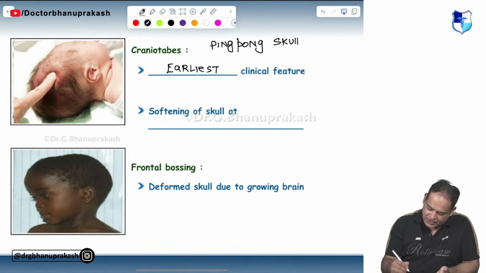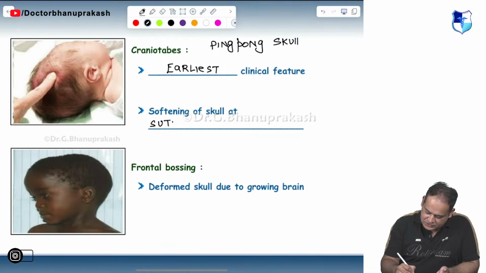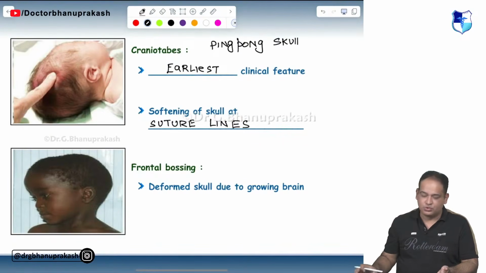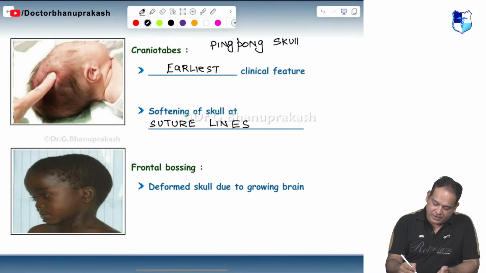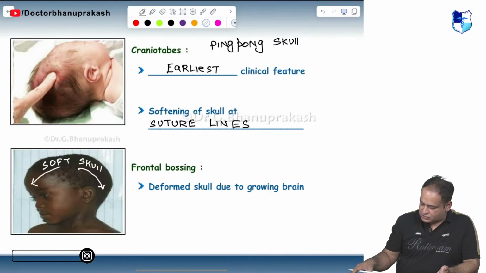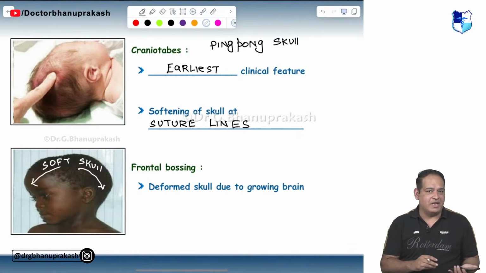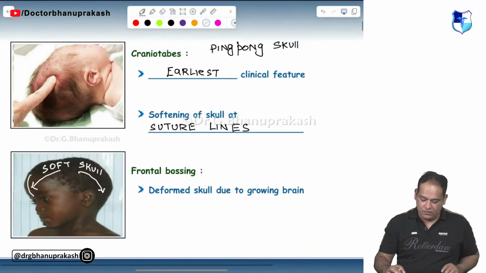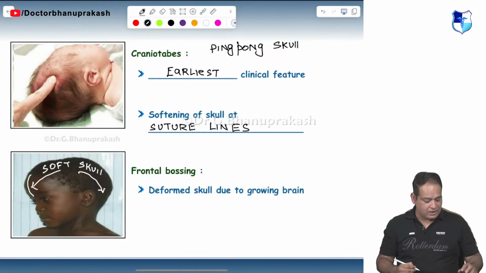So what exactly is craniotabes? Softening of the skull at the suture line. Now what happens in rickets? The brain is rapidly expanding in children. The problem is that the skull is soft. Now the soft skull is very easily deformed. Fine. So this deformed skull is called frontal bossing.